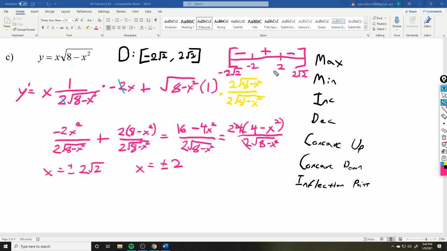The other idea is once we hit to the right of 2, this number is going to overpower the 4 and make the number negative in general. And so that gives us our increasing and decreasing intervals. So that is going to be, we're increasing from negative 2 to 2. And then we're decreasing everywhere else in the domain. So in the other two zones here, union with 2 to 2 root 2.